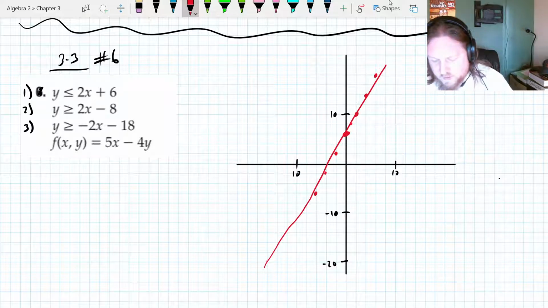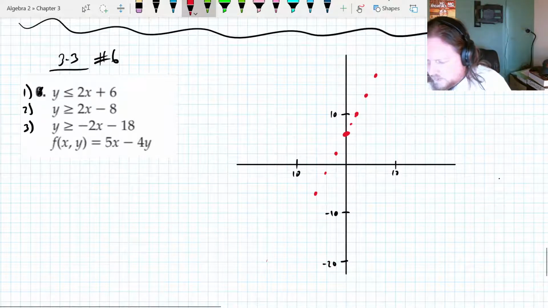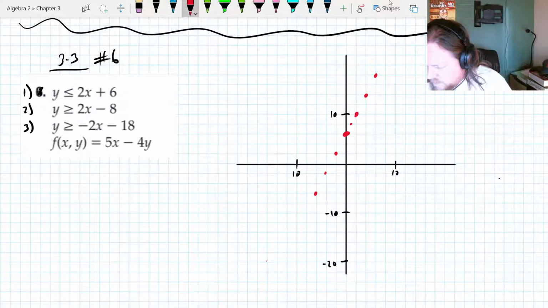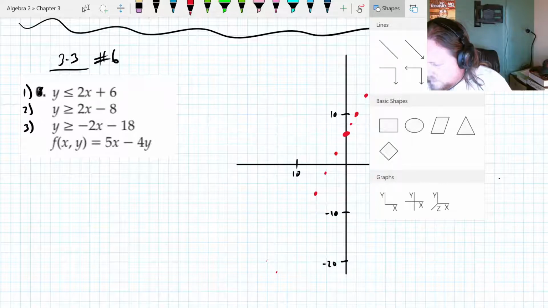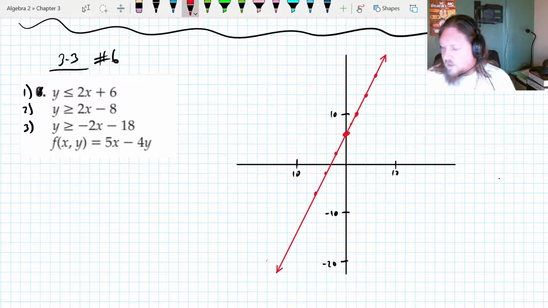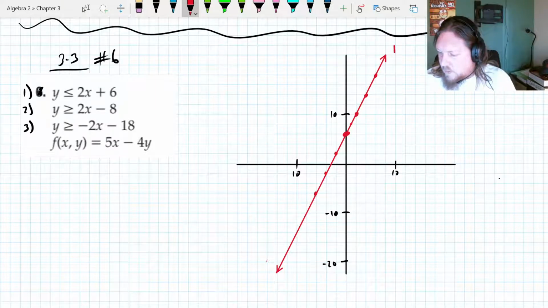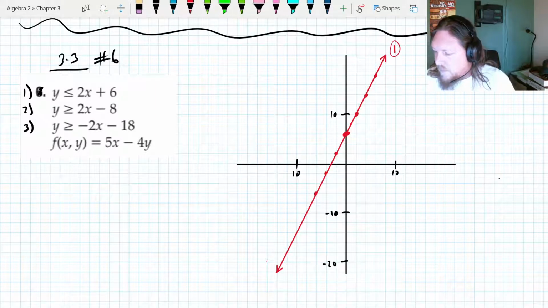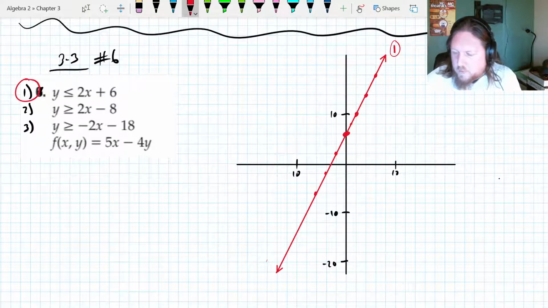Oh, that's a horrible line right there. Let me do this a little bit better here. That looks like right there, and we'll go there, and then we'll use this guy. Okay, that's a better looking line there, and that is equation 1 in red. I'll put a little red circle here.